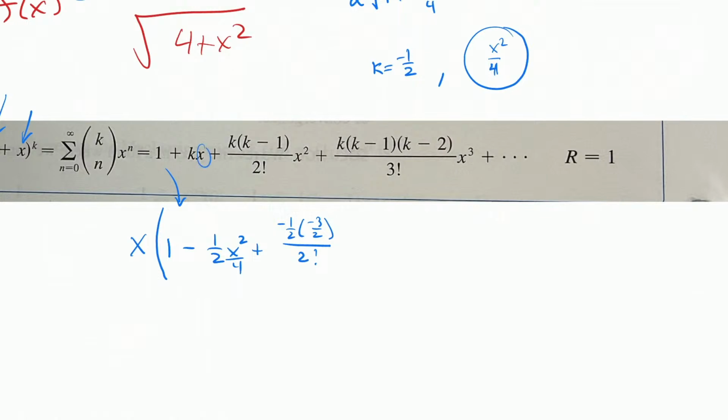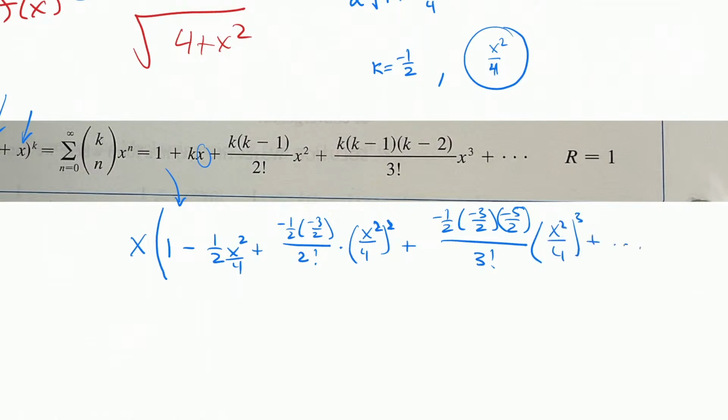Sorry, the x changed as well, didn't it? Times x squared over 4 squared. And then you've got negative 1/2, negative 3/2, negative 5/2, all over 3 factorial times x squared over 4 to the third. And that goes on.